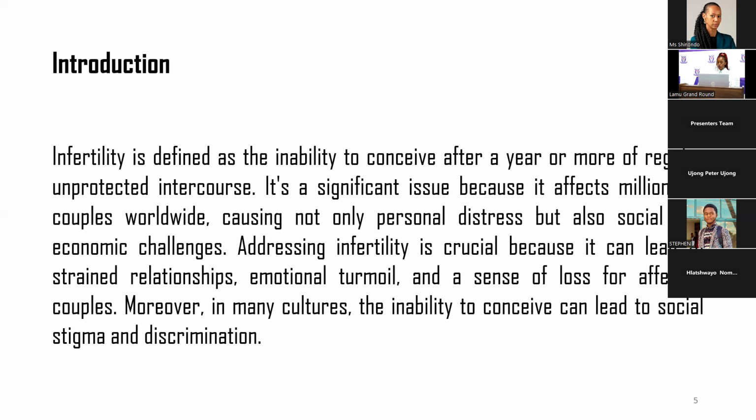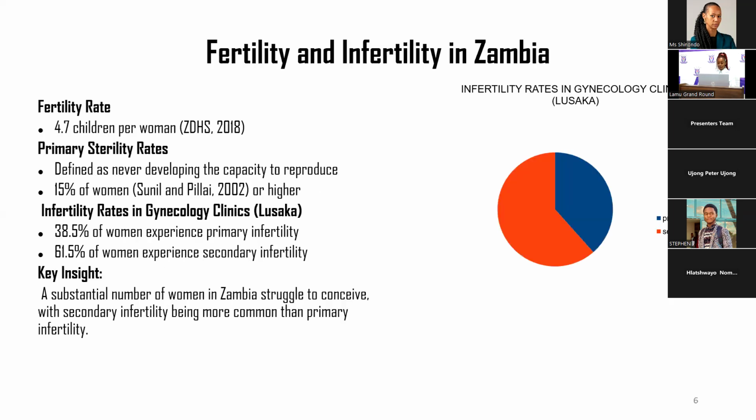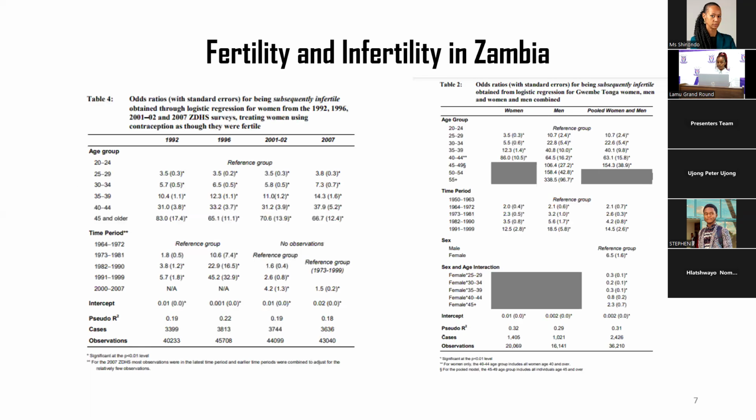As we speak of today as it stands in Zambia, the statistics of infertility are as follows. We have 38.5% of women experiencing primary infertility and 61.5% of women experiencing secondary infertility. These numbers, as shown in the chart, explain just how much this is a problem in our community.